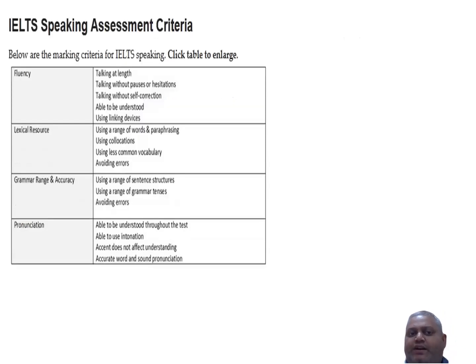Speaking assessment criteria. Yes, this slide is repeated. I'm sorry. But yes, these are the criteria of speaking. I have mistakenly written writing actually. So sorry for the mistake.